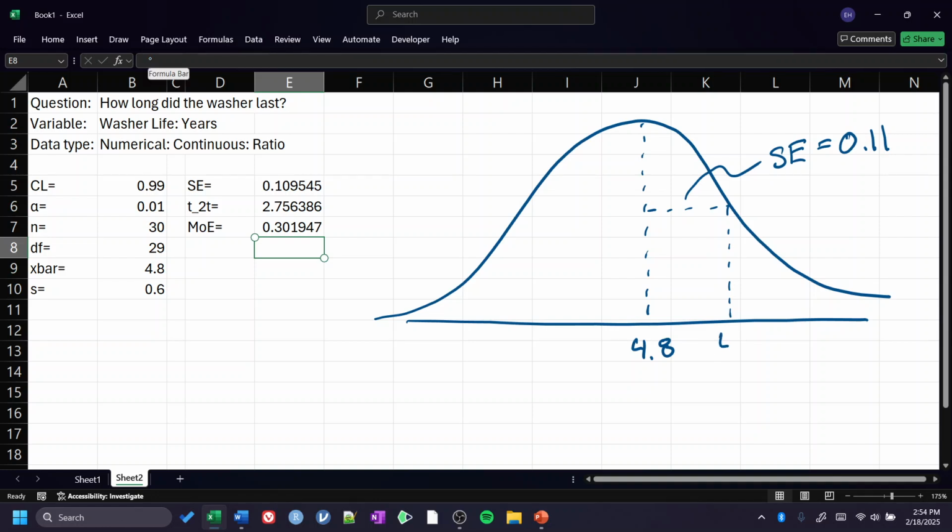It is going to be 4.91, and then we'll go up again. We'll be at 5.02. We'll go up again, and we'll be at 5.13. All right, so that's kind of just moving up for 3 standard errors.